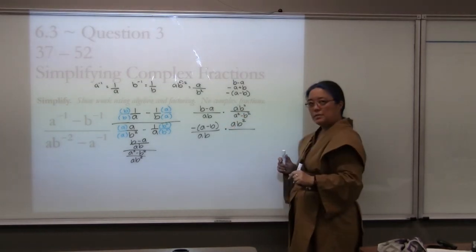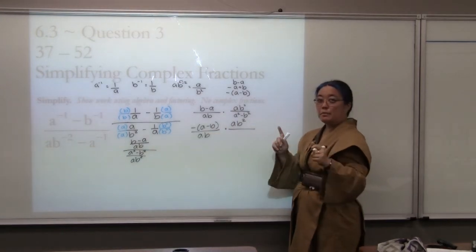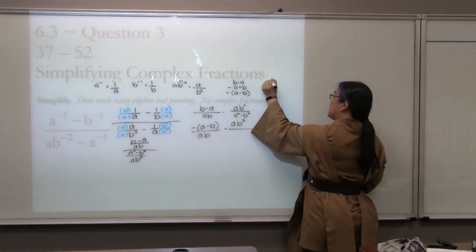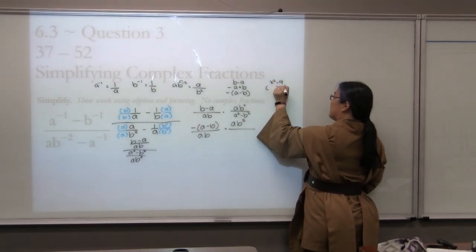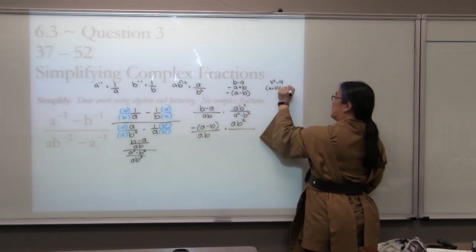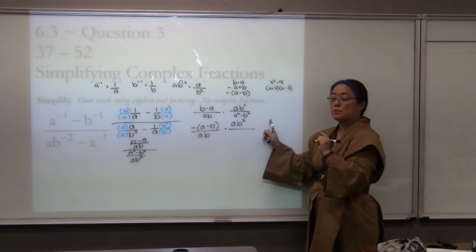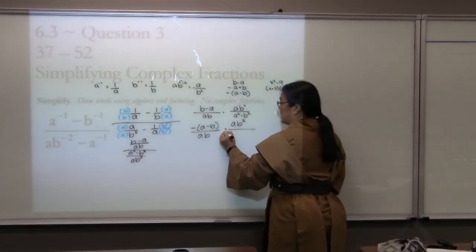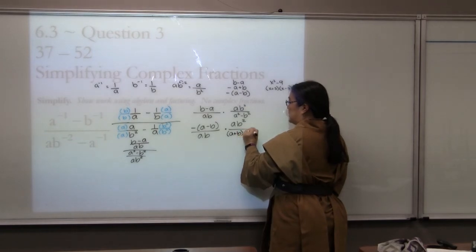Here, many students try and take out an A and a B because they see the A and the B, and they really want to cancel it. What I want you to remember is, how do you factor x squared minus 9? That would factor as x plus 3, x minus 3. This is a difference of perfect squares. This is a difference of squares as well. So it will actually factor as a plus b and a minus b.